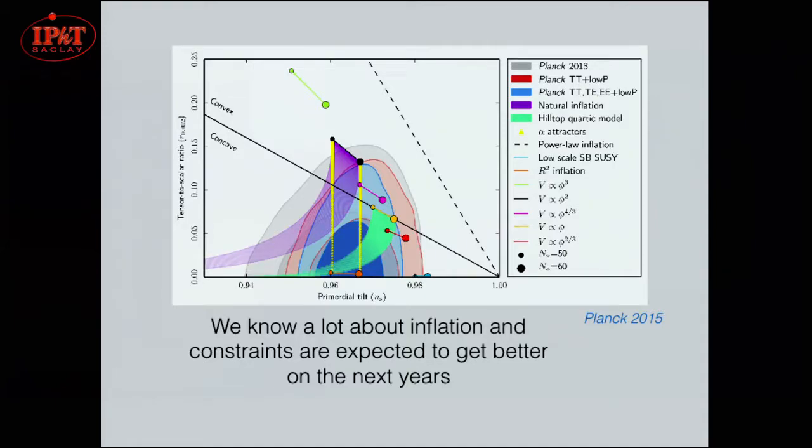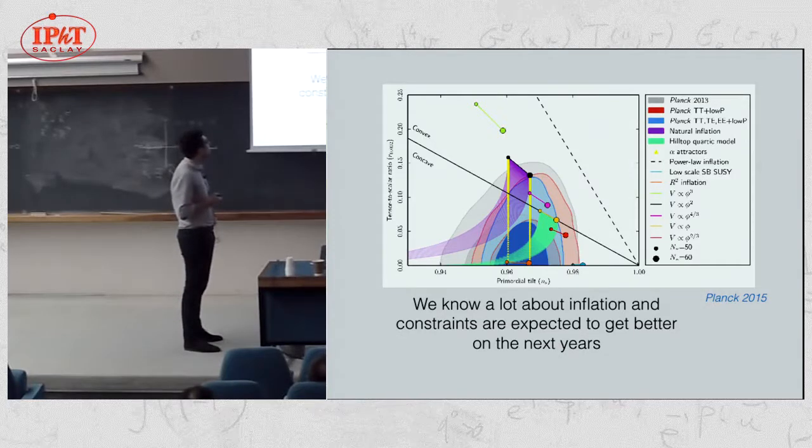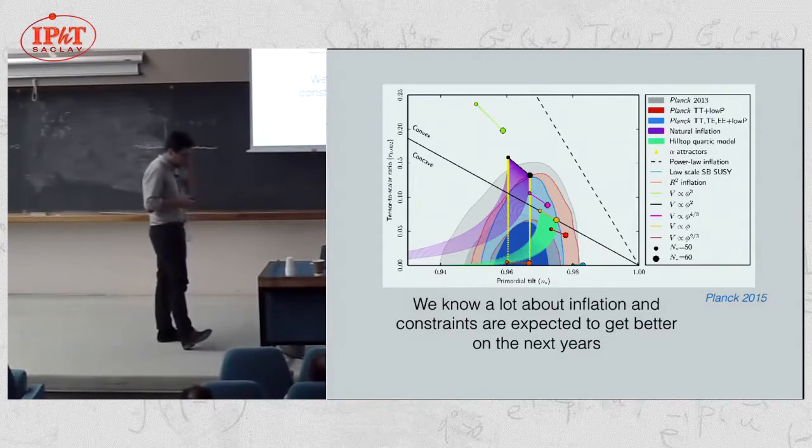So now we know a lot about inflation, but we would like to improve our constraints. So this is the famous plot, and this will be my last thing to say about inflation. We have constrained the tensor to scalar ratio, and that will put some constraints on the constraints for modified gravity.